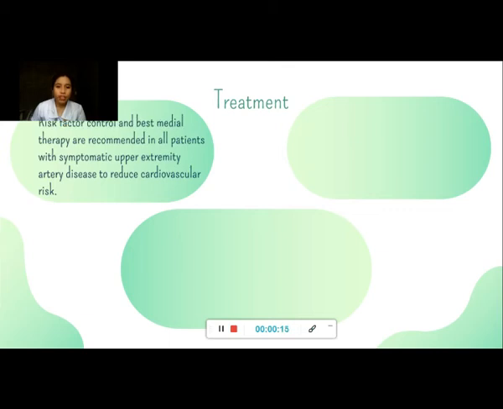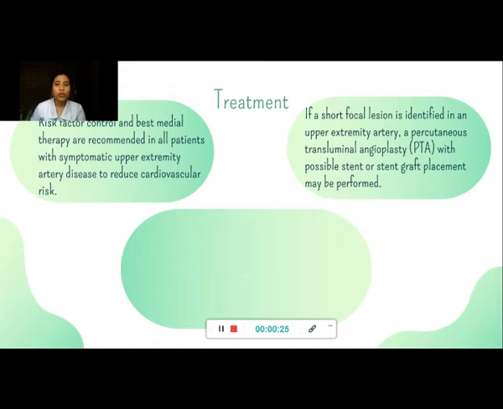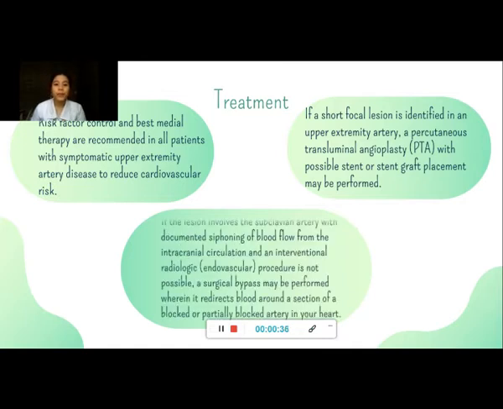For the treatment, we have here first is risk factor control, and best medical therapy are recommended in all patients with symptomatic upper extremity artery disease to reduce cardiovascular risk. Next is if a short focal lesion is identified in an upper extremity artery, percutaneous transluminal angioplasty or PTA with possible stent or stent graft placement may be performed.